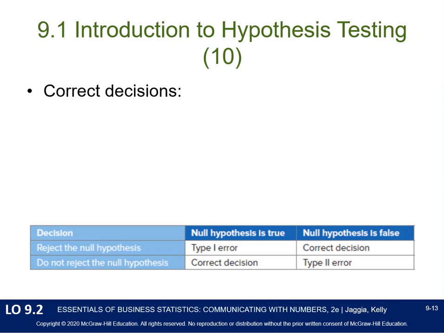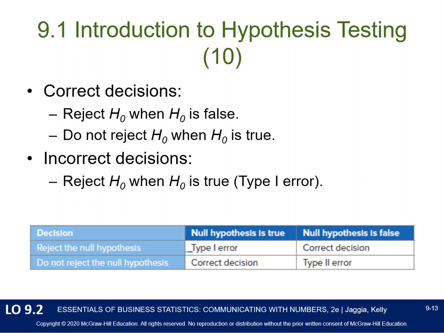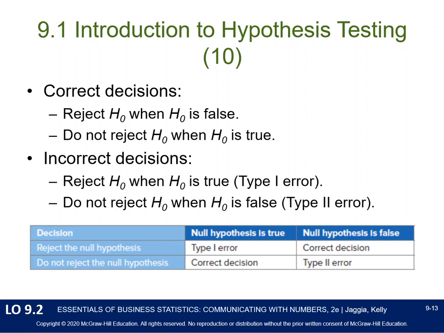So let's look here and walk through some different decisions. When we reject the null when the null is false, then that is the correct decision to make. If we do not reject the null and the null is true, then again, we've made the correct decision. If we reject the null, but the null is actually true, we've made a type 1 error. And if we do not reject the null and the null is false, we've made a type 2 error.